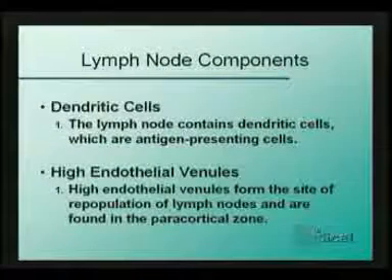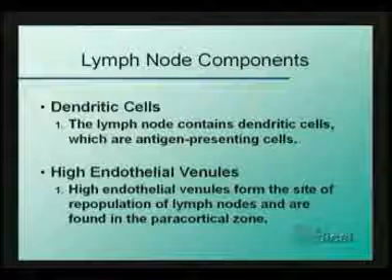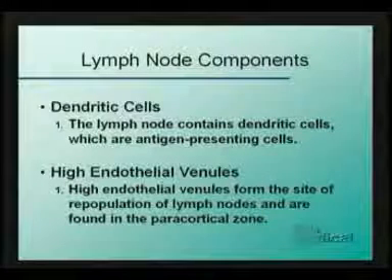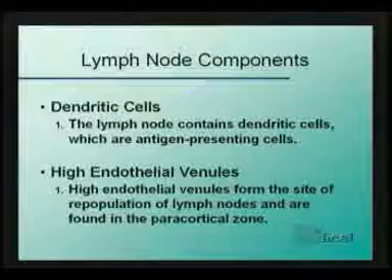In addition, the paracortex region of the lymph node contains dendritic cells as well as high endothelial venules, which are sites where the lymph nodes are repopulated.